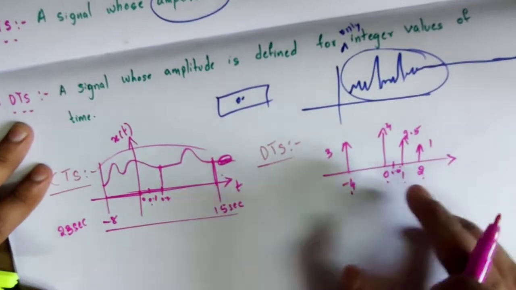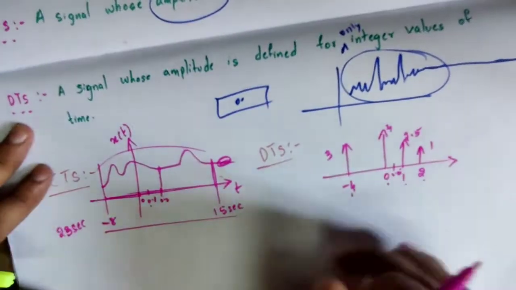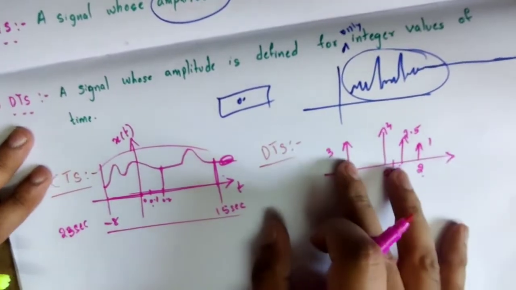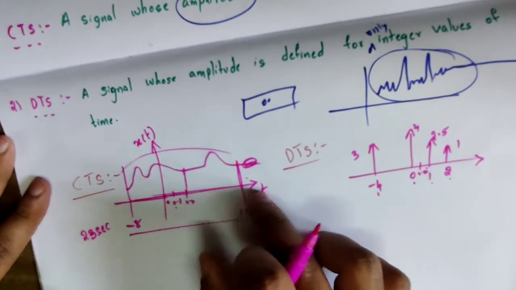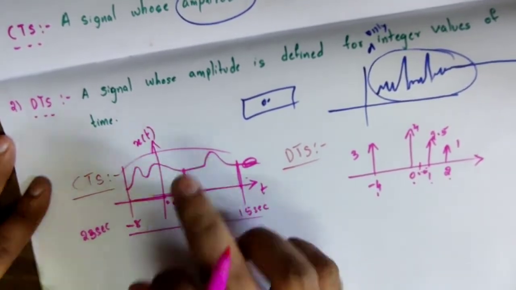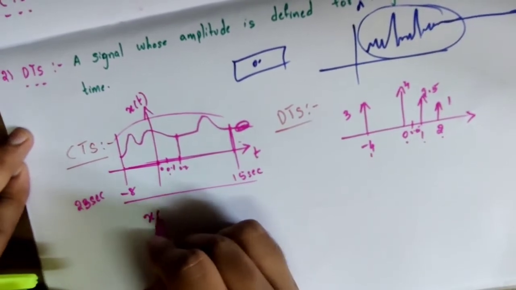So the signals whose amplitude is defined only for integer values of time are known as discrete time signals, whereas the signals whose amplitude is defined for all the values of time are known as continuous time signals. Continuous time signals are denoted as x of t.